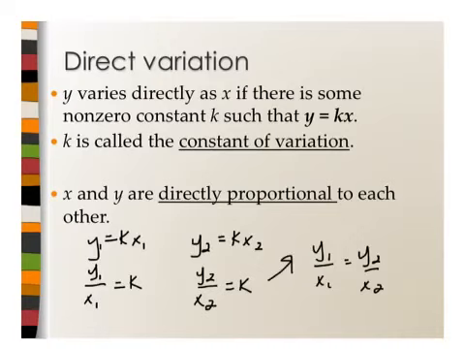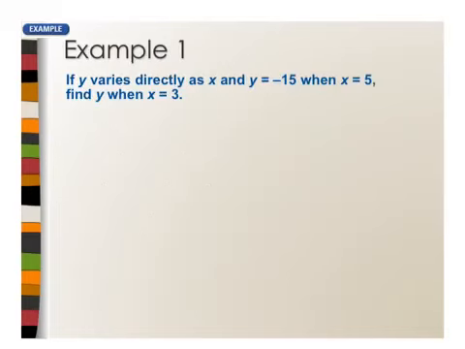I'll talk more about this in class, about this being one way to solve direct variation problems. But the way I'm going to actually solve this is a little bit different than setting up that proportion I did in the previous slide. So here's our first example. It says if y varies directly as x and y is equal to negative 15 when x is equal to 5, find y when x is equal to 3.